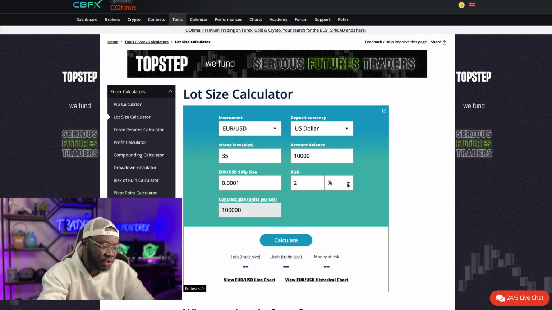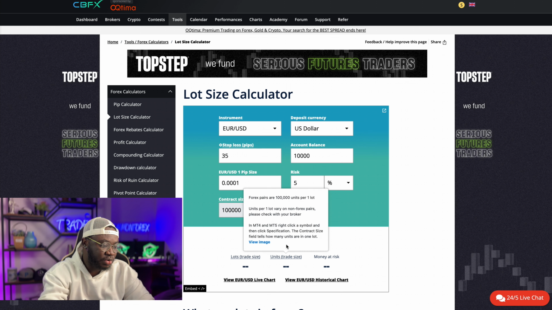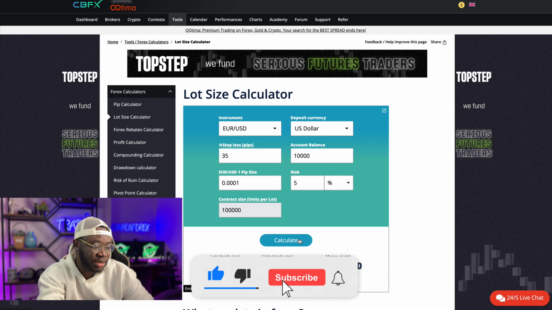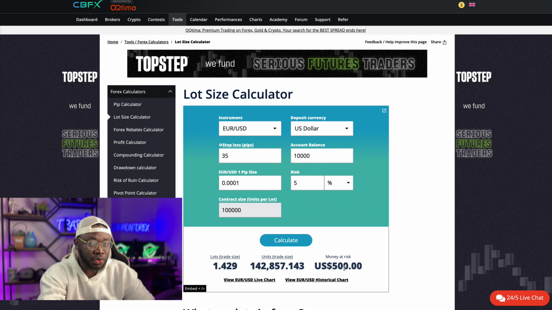10,000. Then your risk, you can choose to make it amount or percentage. It's all up to you. So let's say if you're risking 5%, that's $500. So now you hit calculate and it tells you what lot size you should actually use on this setup to make you risk that particular amount of money. It means that if you risk 1.4 lots and it hits your stop loss, you lose $500.